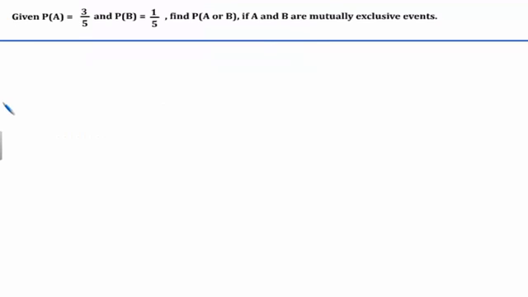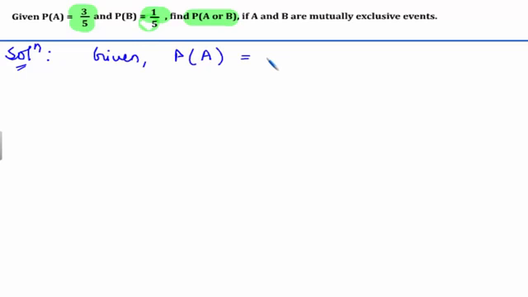In this question we are given that probability of A is 3 upon 5 and probability of B is 1 upon 5. We have to find the probability of A or B if A and B are mutually exclusive events. Let's begin with the solution. We are given that probability of A is 3 upon 5 and probability of B is 1 upon 5. Also we are given that A and B are mutually exclusive events.